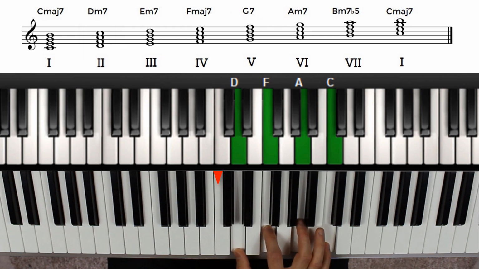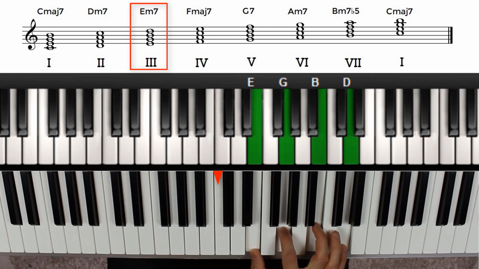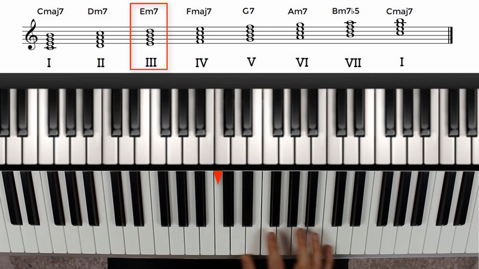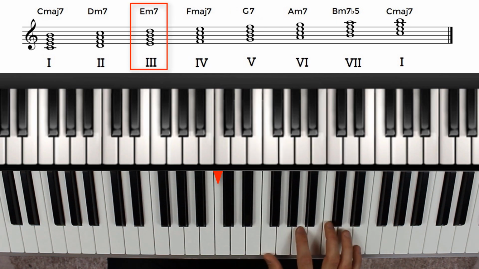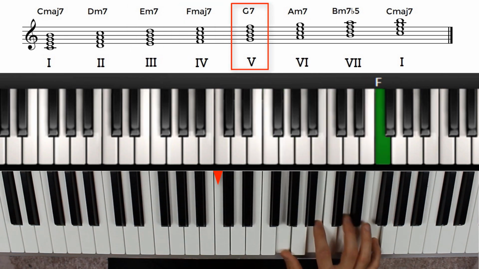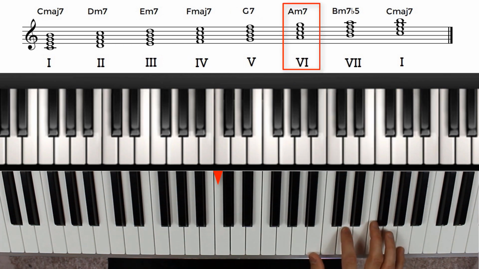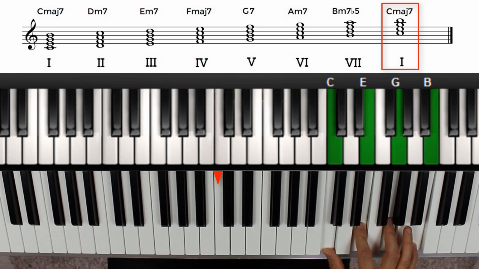And then you can move the same shape up again to the E minor 7. So you've got C major 7, D minor 7, E minor 7, F major 7, and you can keep on moving up. G 7, A minor 7, B minor 7 flat 5, and C major 7.